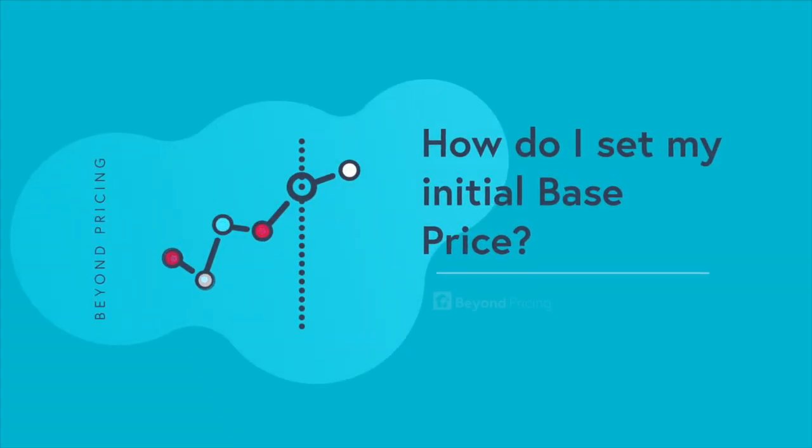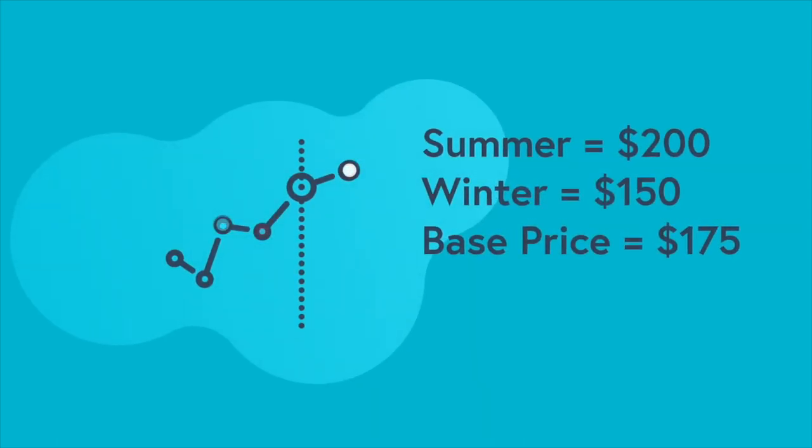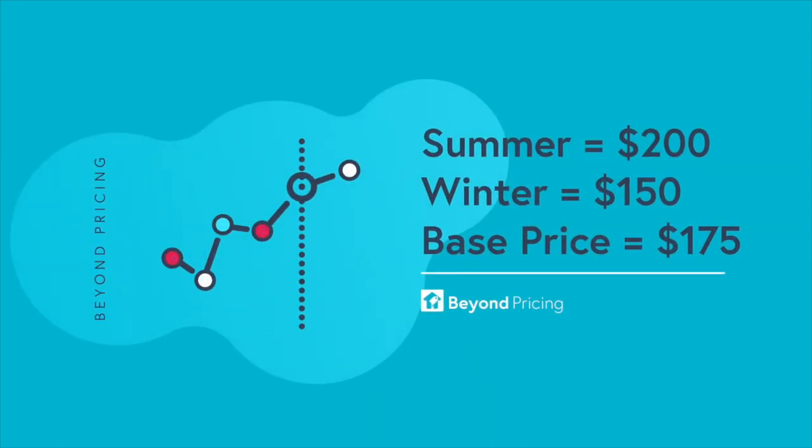If you're an experienced host or owner, this might simply be the average price you've been getting bookings at over the course of the year. For example, if you charge $200 per night in the summer and $150 in the winter, your average price, and thus your base price, would be roughly $175. If you have a weekday and a weekend price, it would be the average of those two prices.